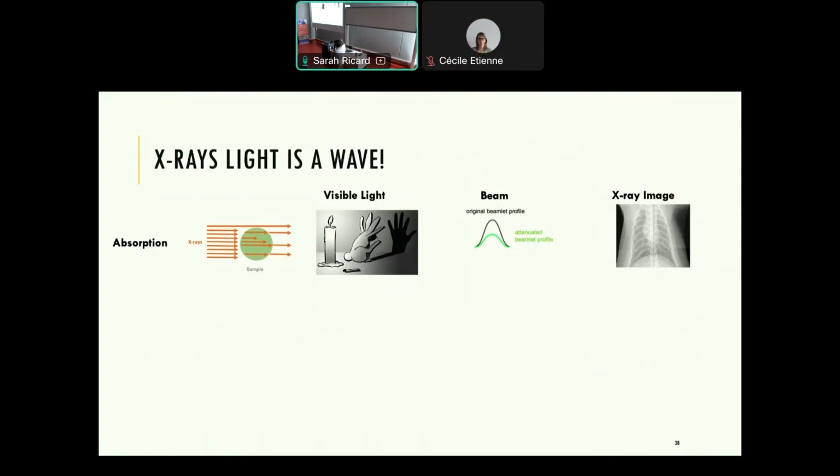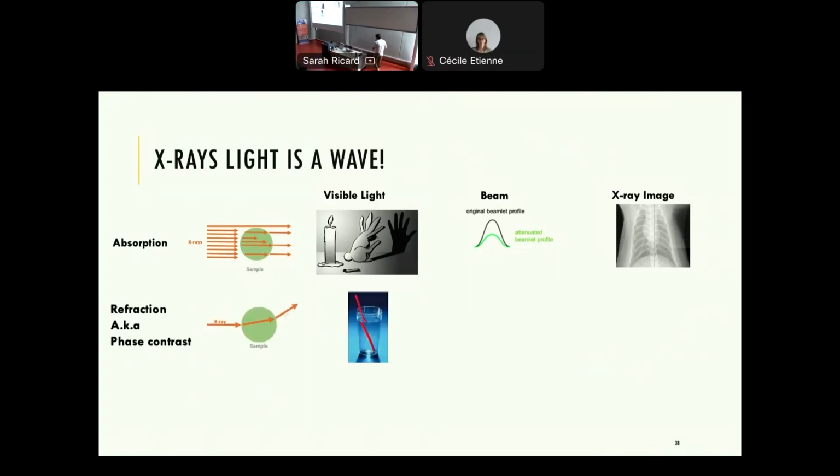Okay, so in terms of wave, what you're going to have is an attenuated profile, and this gives you exactly the X-ray radiography that we always had since then. So by the way, these are images that we obtained at the synchrotron on living animals.